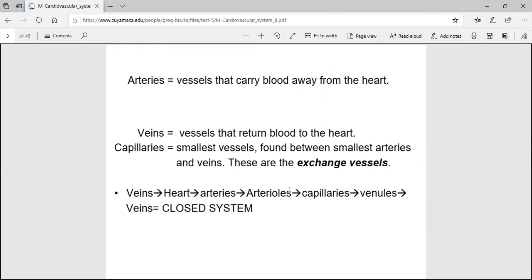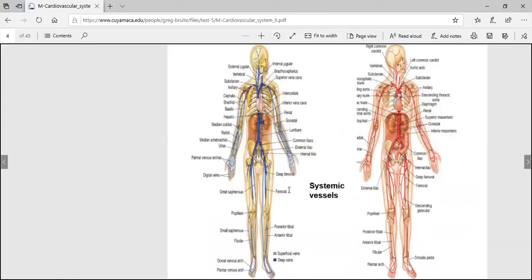Capillaries are small vessels, and they're the exchange vessels. So the O2 and the CO2 and nutrients and stuff like that can cross to or from the capillaries. All right. So the veins, the heart, the arteries, arterioles, capillaries, venules, and back to veins. So that's a closed system.